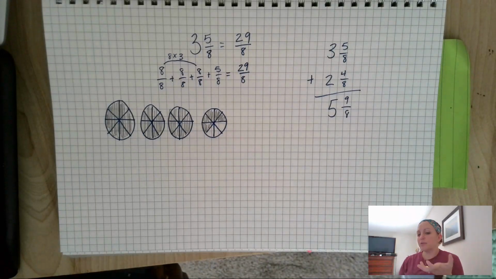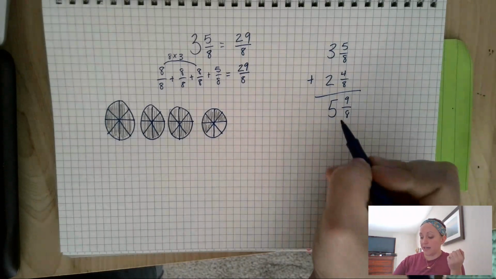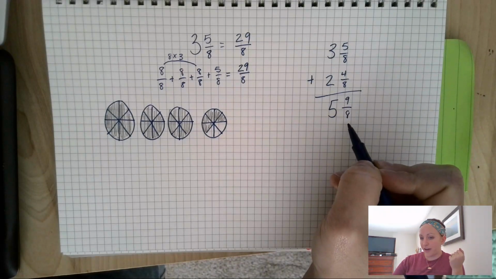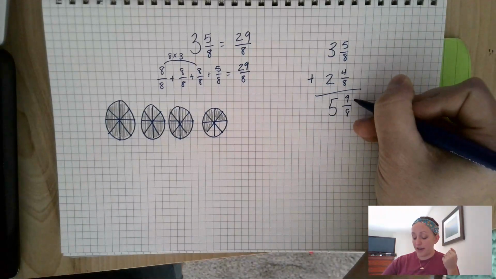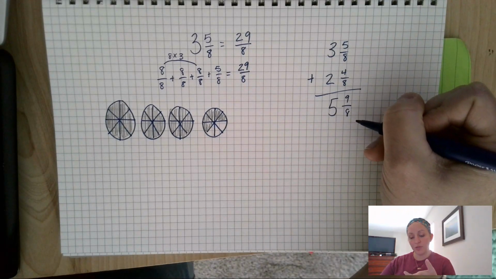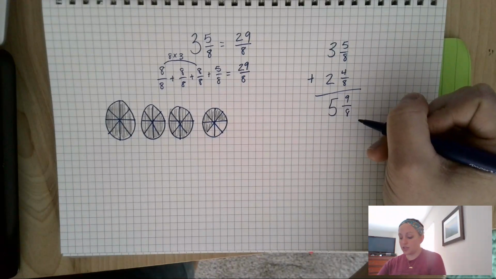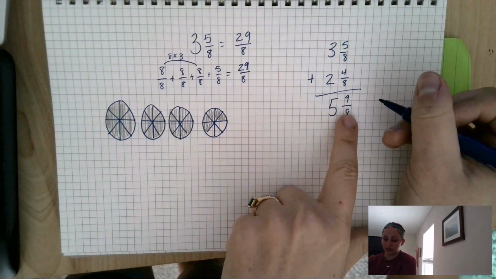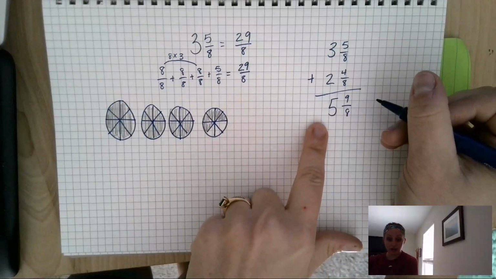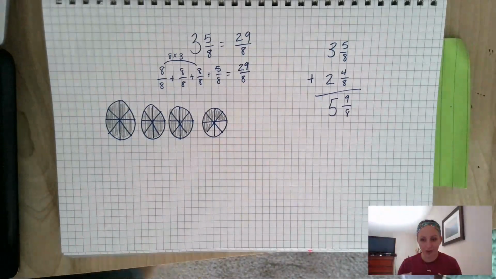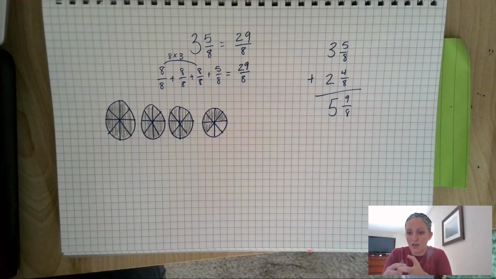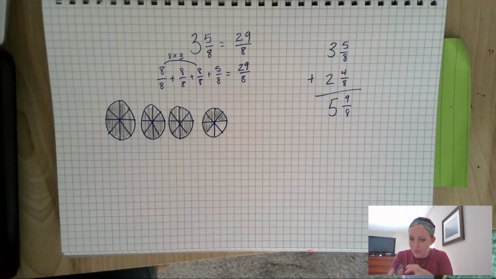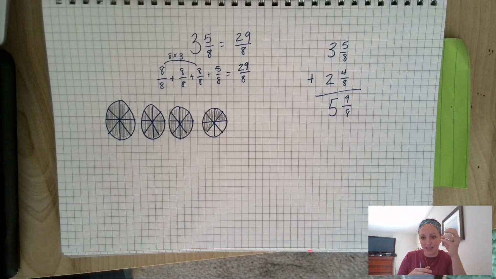But I have to do some regrouping. Why? Because 9/8 is a fraction bigger than 1. So when you add, if you get a fraction bigger than 1, you have to do regrouping. And basically what you're doing is you're going to take one whole away from here and add it over here. Just like you regroup with base 10 blocks, right? If you can't have 10 ones, you have to regroup and add the 1 over into the tens column.